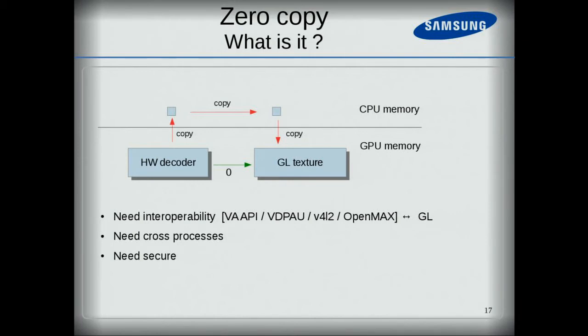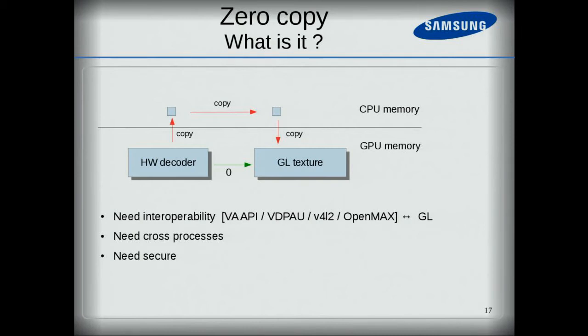But the problem with this: first, you have a bunch of hardware decoding APIs, like VA-API, VDPAU, V4L, and OpenMAX. The problem with these is that we need to interoperate with GL. If you take V4L, it doesn't know at all about GL, and GL doesn't know at all about V4L, but you still want them to work together.